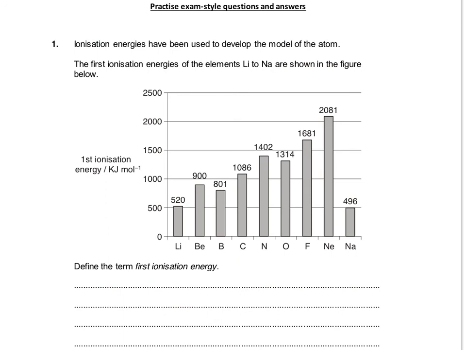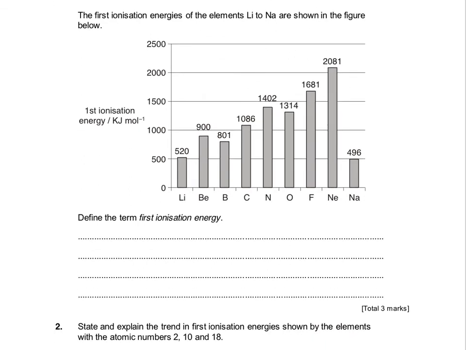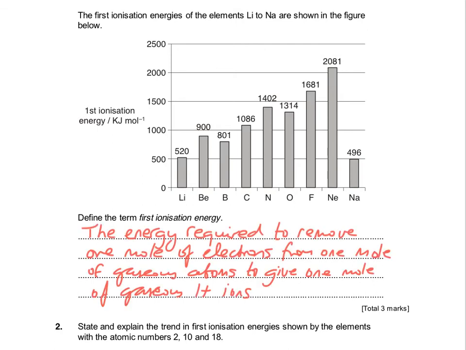Righty-ho, so let's have a look at some practice exam style questions and how they might be approached. So moving the page down a little bit, it asks us to define the term first ionisation energy. You can see that it's 3 marks, so you need to have all the essentials in there, like 1 mole, like gaseous, like 1+ ions. So let's move the page down a bit further and see what the next question wants from us.